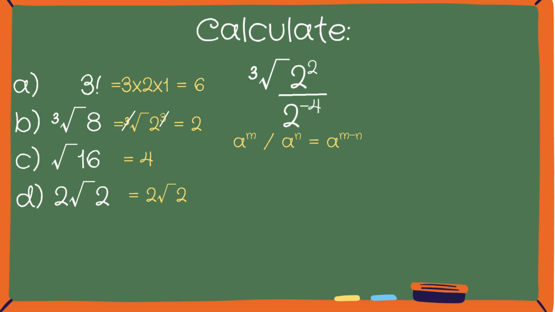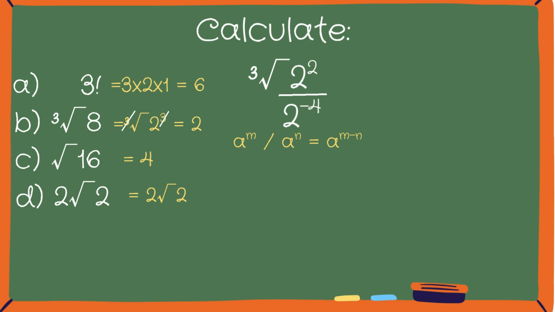I'm going to rewrite it. Look, cube root. I have the same base here. Why do I have the same base? Because here it's 2 raised to a power, and we're dividing 2 raised to a power, so the bases are the same. What is the base? 2. Now I have to do m minus n.